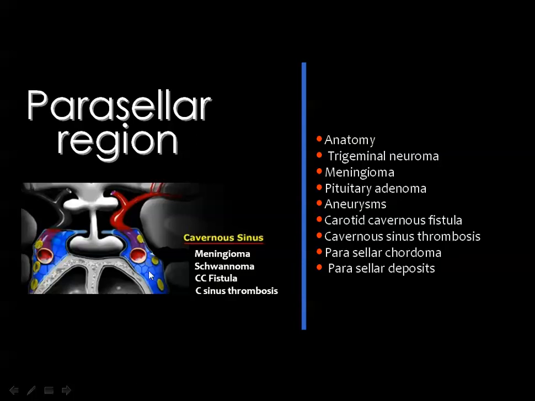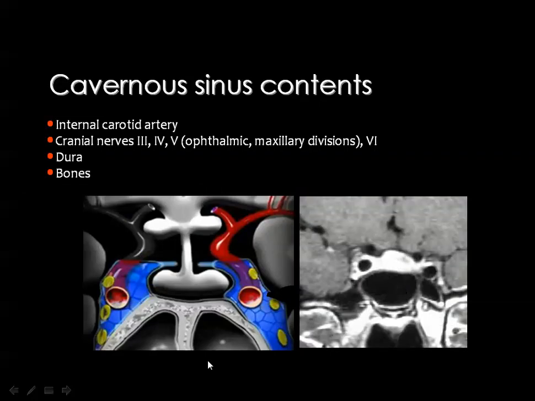The lesions commonly arising here are the meningioma and the schwannoma, usually arising from the Gasserian ganglion, which is the ganglion of the trigeminal nerve, or the presence of carotid cavernous fistula when the carotid artery opens into the sinus, and the cavernous sinus thrombosis. These are the lesions which can be seen in the parasellar area, together with extension of the pituitary adenoma into the cavernous sinus, aneurysms of the carotid artery, parasellar chordoma, and of course metastatic deposits.